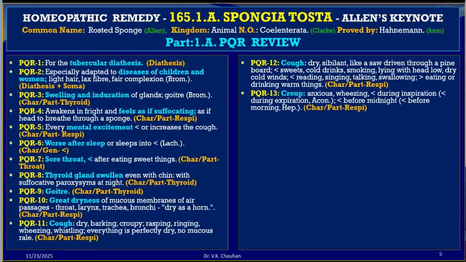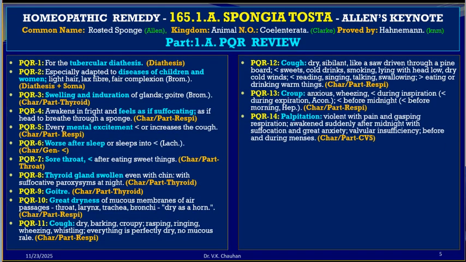Again, we have PQR13. Croup, anxious wheezing worse during inspiration, and if it is worse during expiration, it is Aconite, and if it is worse before midnight, worse before morning, it is Hepar sulph. Again, this rubric or this particular PQR is dedicated to cough only, like we have PQR11, 12, and this is in series 13. It is a characteristic particular general of respiratory tract.